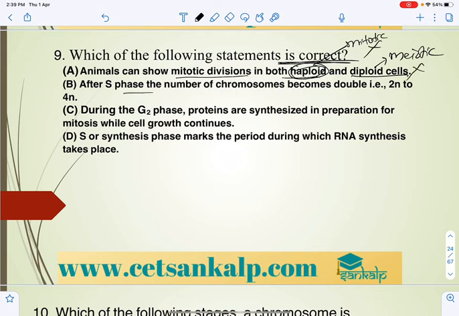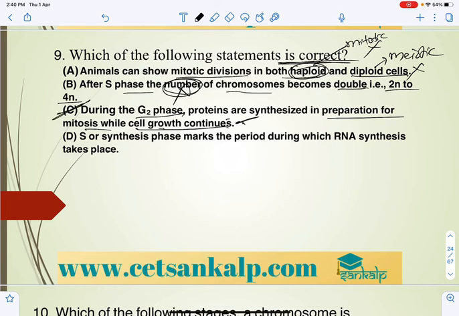After S phase, the number of chromosomes becomes double, 2n to 4n. No, the number won't change. Keep it in mind: chromosome number remains the same, but the chromosome content, the volume, increases. During G2 phase, proteins are synthesized in preparation for mitosis while cell growth continues. That is correct.